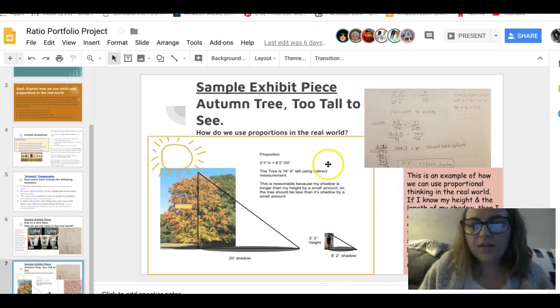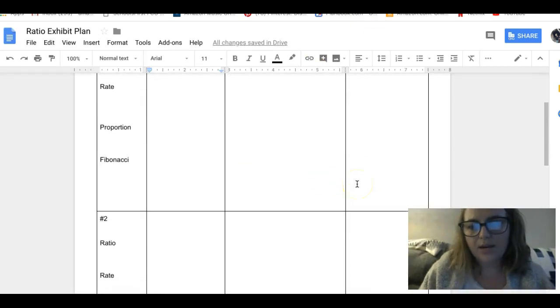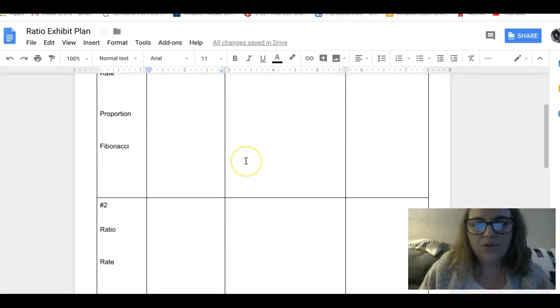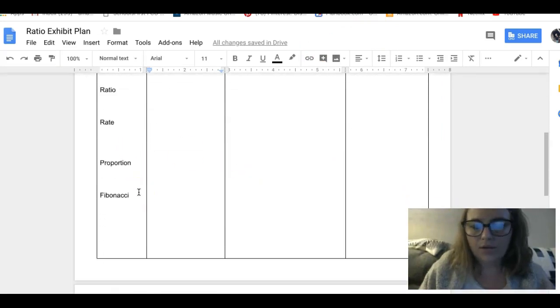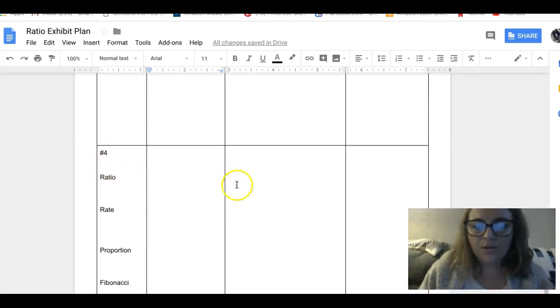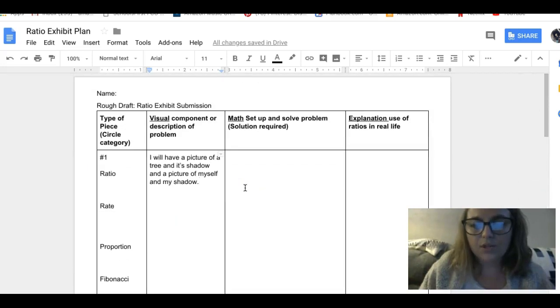So again, think of this as a rough draft. It doesn't need to be perfect. This is just a planning page to plan out your thoughts. And there's space for the 1, 2, again 3, 4 that you're going to do on your own. The proportion one with Dr. Varesh and the scale art is not included in this.